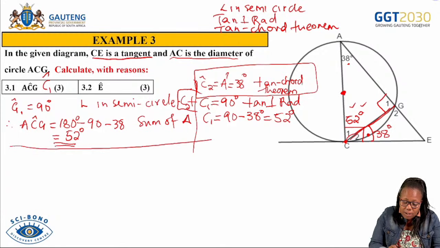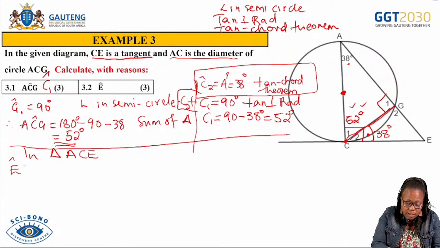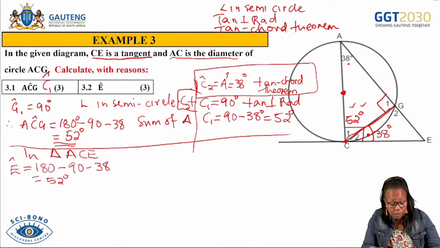The first one will be sum of angles in triangle ACE. We have angle A, we have angle C. Then we can find E by taking sum of angles of a triangle, subtract other angles. We are subtracting 90 for C, we subtract 38 for A. And then this will give us what? 52 degrees. Okay, that is the value for angle E.